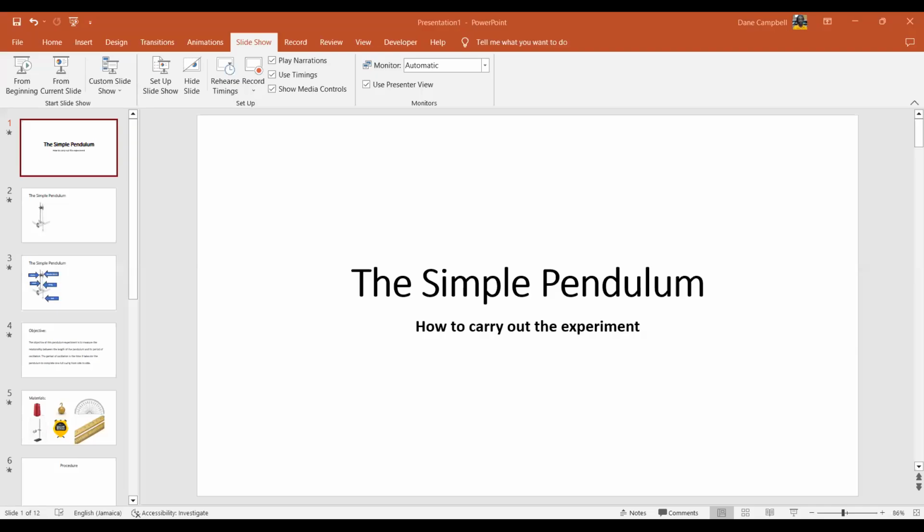T squared is proportional to L. Today, we are going to learn how to carry out a pendulum experiment. A pendulum is a simple yet fascinating tool used in physics to study the principles of motion and gravity. Throughout this tutorial, we'll go step by step to ensure you understand the process thoroughly. So, let's get started.